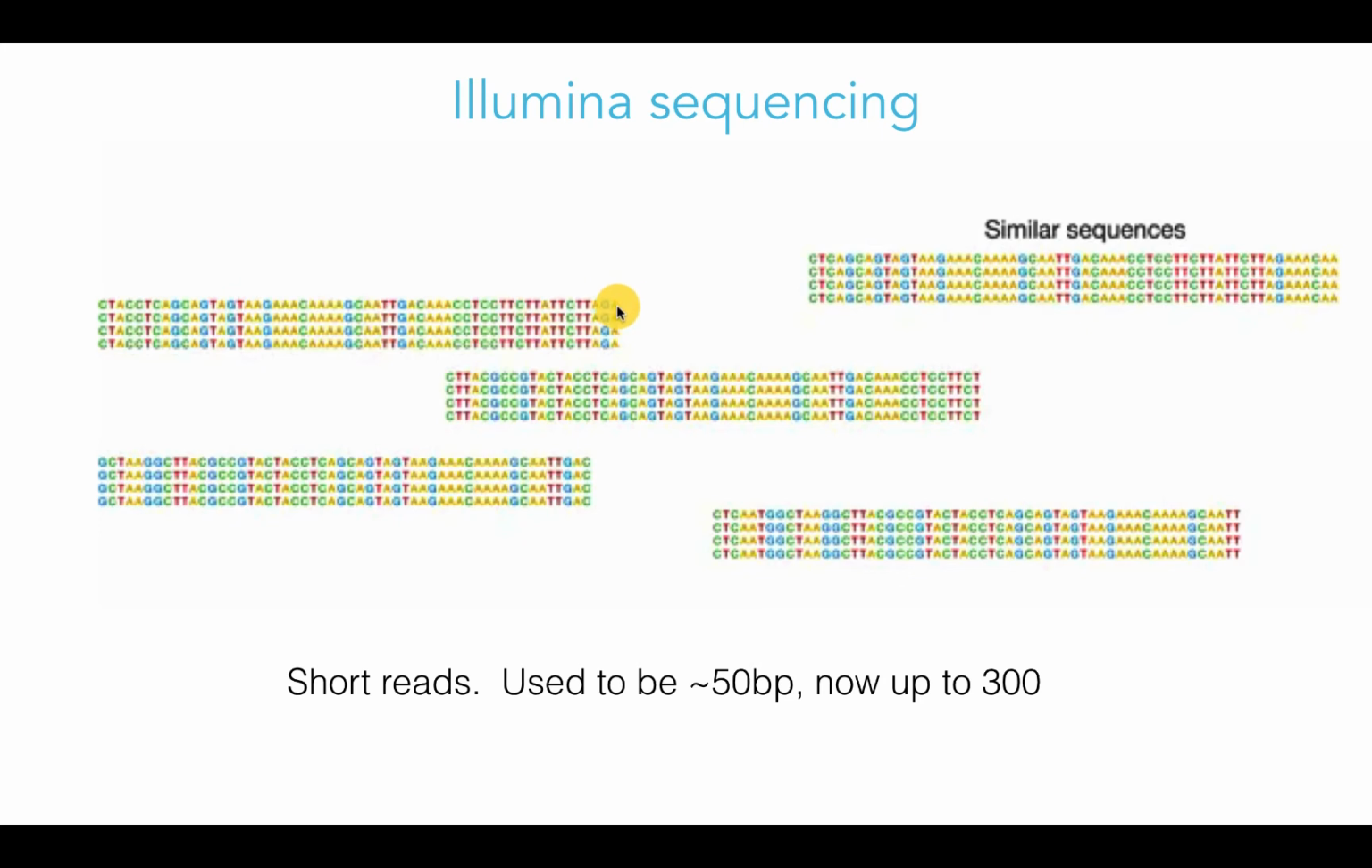Now, that washing and cutting and washing and taking pictures starts to lose efficiency after a certain number of times. And so that's been optimized over time. It used to be around 50 base pairs was your limit. Now it's up to about 300 or more. And so still relatively short, but you get many, many of these. You get 400 to 800 million of these different fragment sequences when you're done.